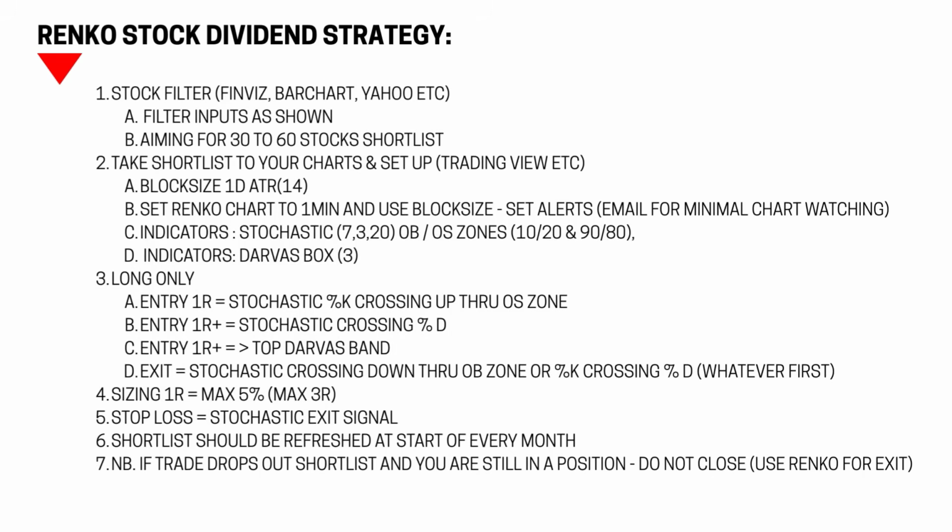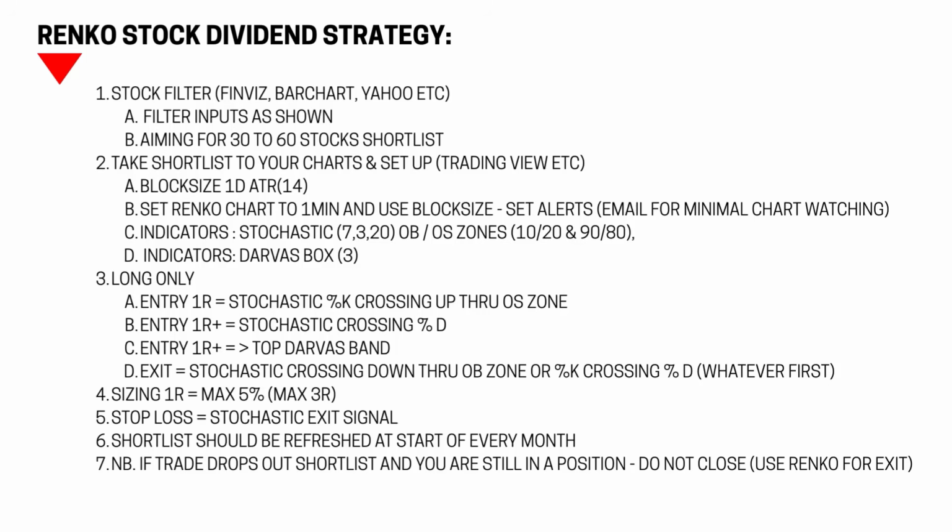Okay, then let's summarize where we're at. So the process: 1, we need our stock filter. We could use something like FinViz, like I've shown you, Barchart, Yahoo, etc. Use inputs as shown. You can play around with those if you want to create your shortlist, but we do need dividend paying stocks, obviously, and we want them potentially trending up for as long as possible, and we're aiming for that 30 to 60 stock shortlist.